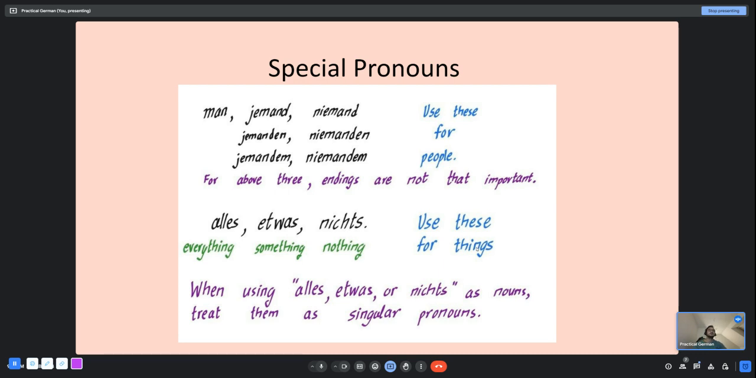Let's look at a few more special pronouns. So we looked at jemand, niemand, jemanden, niemanden, jemandem, niemandem, and man. Rishabh, tell me, when do I use man? Please tell me, Rishabh.